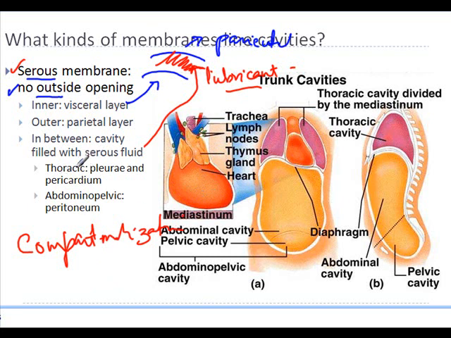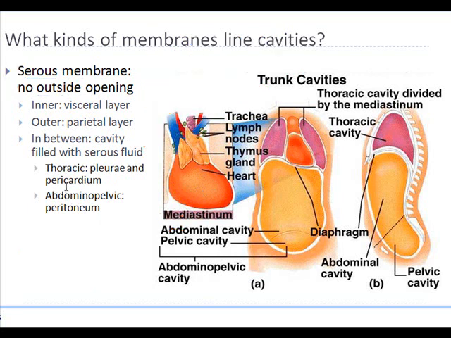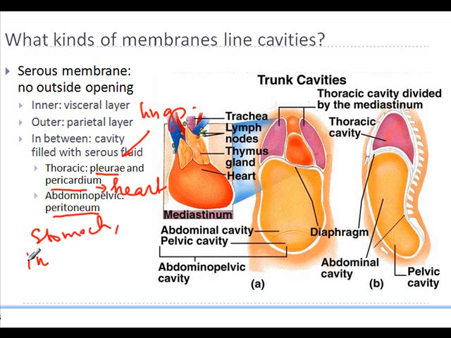The serous membrane that covers the heart is called the pericardium. Pleura is the one that covers the lungs, and the abdominopelvic cavity is covered by peritoneum, for example your stomach and your intestines, and all those linings that are present within the digestive system would be the peritoneum lining.